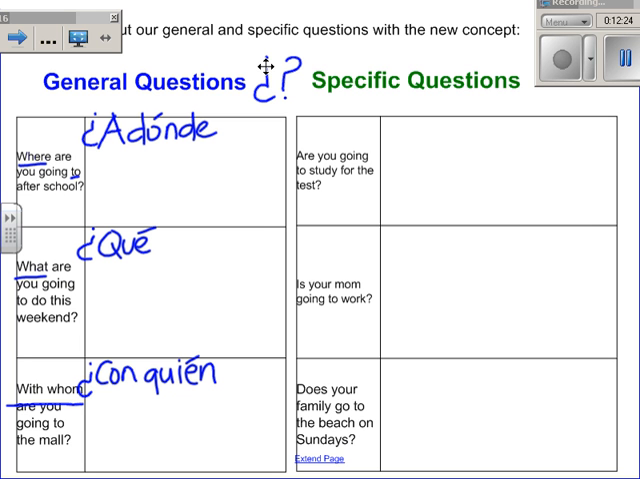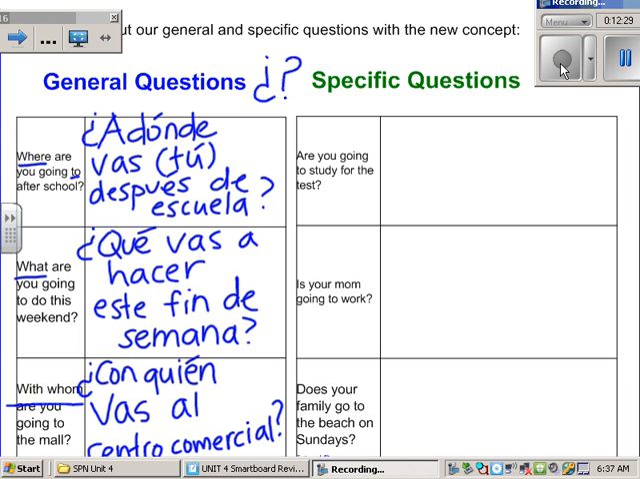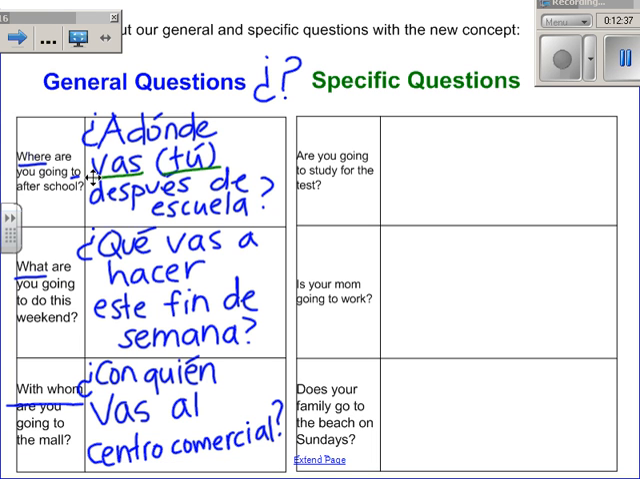Why don't you press pause and try these 3 questions? Okay, so where are you going to after school? ¿Dónde vas después de escuela? Remember, if I wanted to include the tú, or if I was talking about somebody else, that'd be really important, like ¿Dónde va tu mamá? I need to add the tu mamá in there for sure. You put that after the verb in the question, okay? So ¿Dónde vas después de escuela? Or ¿Dónde vas tú después de escuela? Where are you going to?